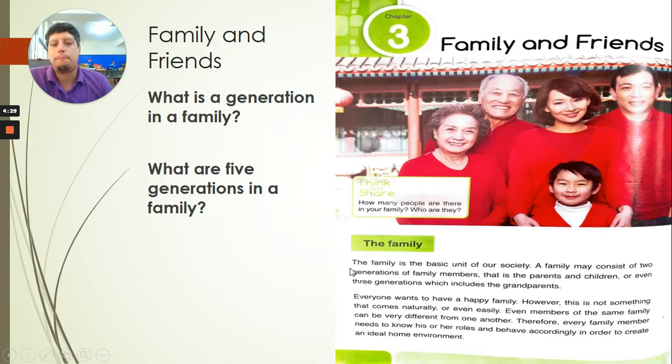Thank you. The family is the basic unit of our society. A family may consist of 2 generations of family members. That is, the parents and children. Or even three generations, which includes the grandparents. So what this is saying here is that the family is the basic unit of society. That means that all of society, everything around us, is made up of different families, okay?